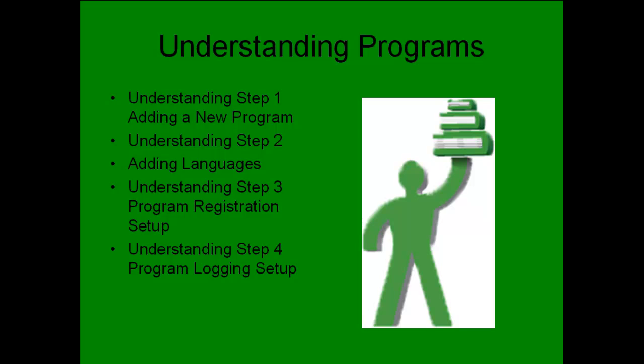Our last topic in the Administration 301 session is understanding programs. We are going to discuss how to add a brand new program going through the 4 steps. The first step into adding a new program is setting up basically the who, what, when, where, and why. The second step will be setting up our languages. Then we'll be setting up our program registration fields. The last step we will be setting up the logging fields.